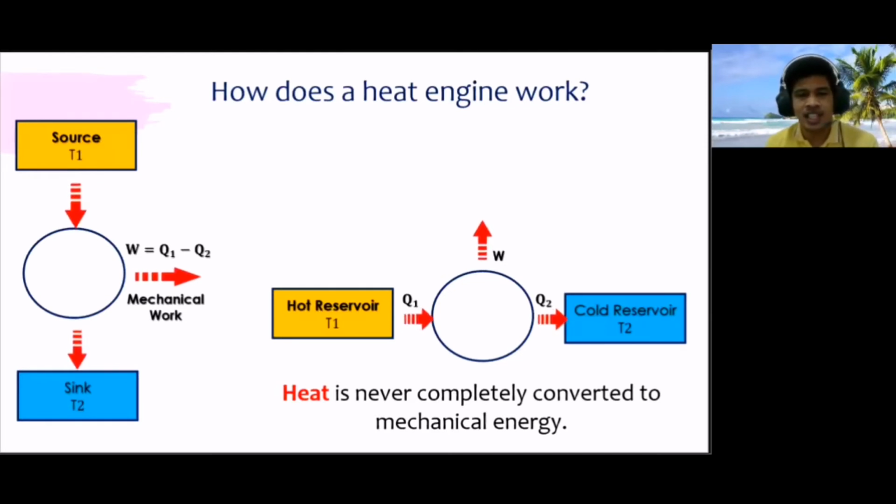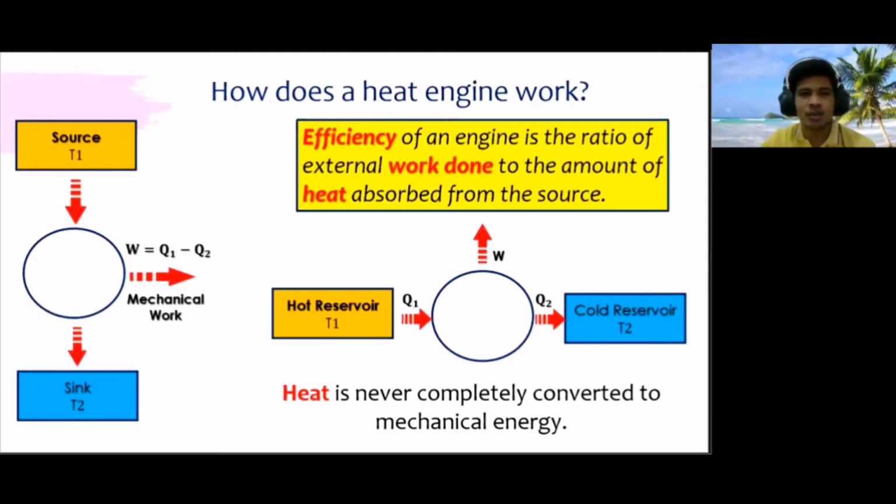The efficiency, meaning there is no machine that is 100% efficient, right? Meaning that the work output is always less than the input, because some of the energy is wasted as heat. We measure that. We have what we call the efficiency of an engine. How do we do that? This is the ratio of the external work done to the amount of heat absorbed from the source, right?